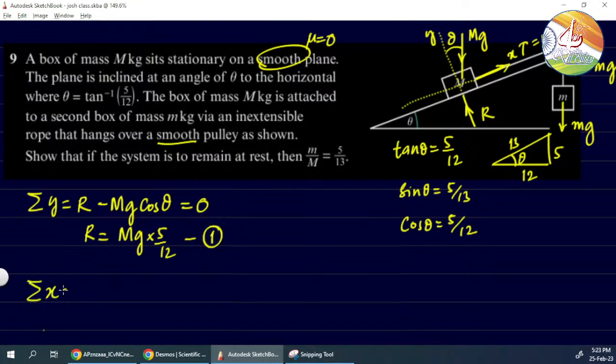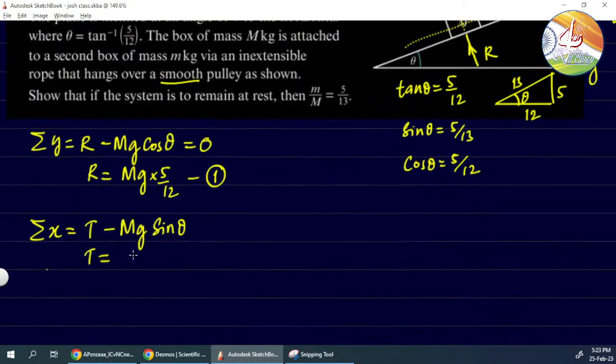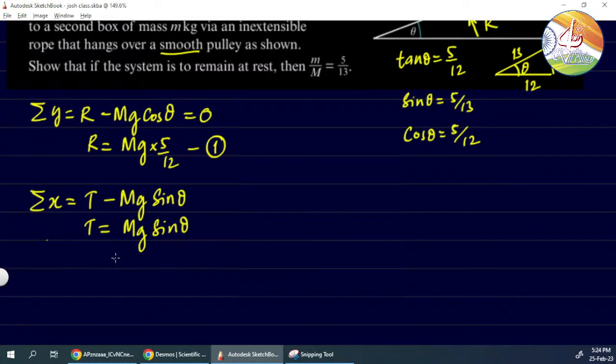Then let's take sigma x. So take all the x components. T is in the positive x direction, so positive T, minus capital M g into sine theta. R will not have any x component because it is in the y direction. So T will be equal to M g sine theta. Alright, so what is sine theta? Sine theta is 5 by 13. So T is 5 by 13 times capital M g.